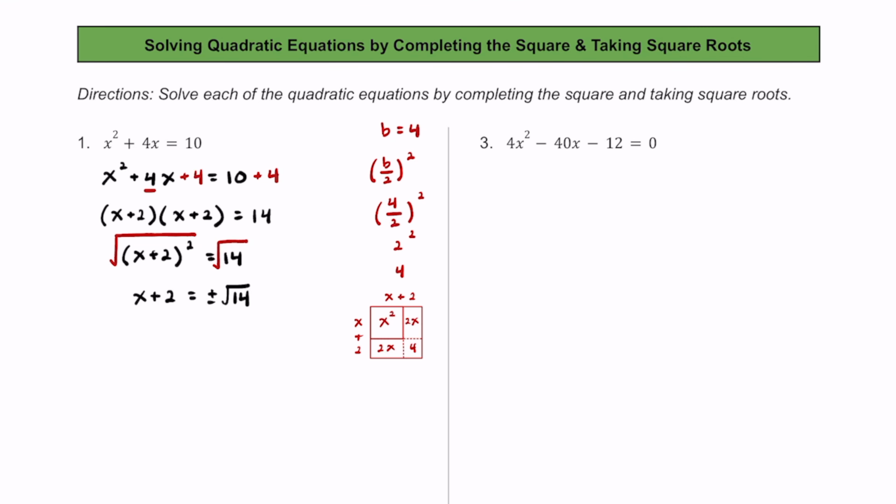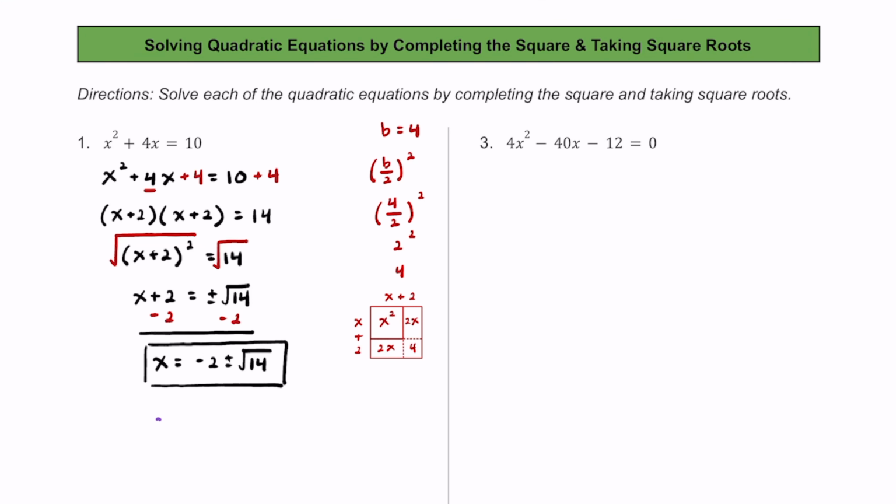Now, you should check to see if you can simplify this radical, but 14 only has the factors 7 and 2, and neither of them are perfect squares. 1 and 14 are also not perfect squares. So let's subtract 2 from both sides of the equation just to isolate the x. If we subtract 2, we get x is equal to negative 2 plus or minus the square root of 14. These would be the two solutions for this quadratic equation.